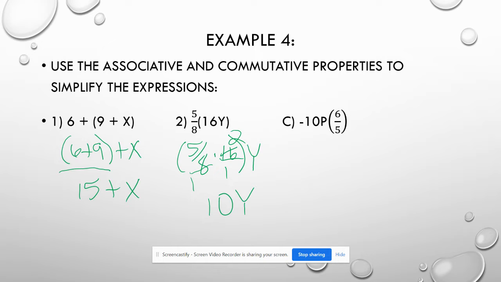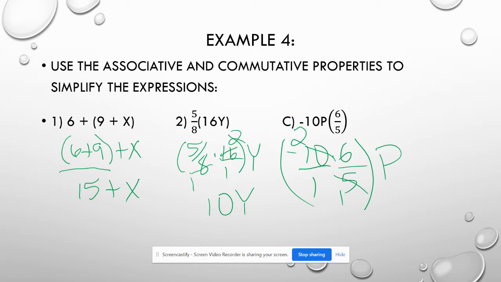Last but not least, I can switch around the negative 10 p and make that negative 10 times 6/5 times p. 5 and the 10 reduce to 2 and 1. Negative 2 times 6 is negative 12 times p.